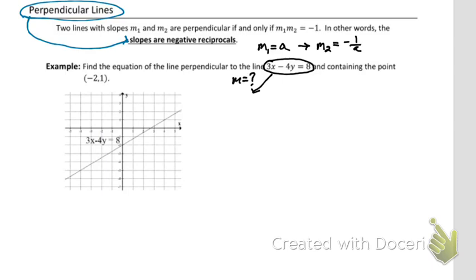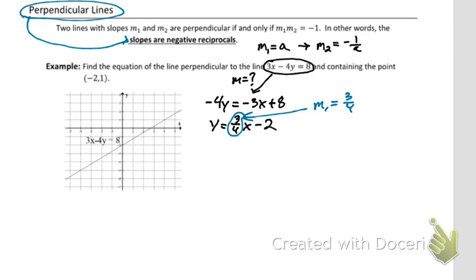M equals what? Well, let's put it into slope-intercept form to figure out what the slope is. So we're going to go down to -4y equals -3x plus 8. We'll divide both sides by a negative 4, and we'll have y equals a positive 3 over 4x. Really don't care about the 8, but minus 2. Our important point is the original slope, m sub 1, equals 3 over 4.